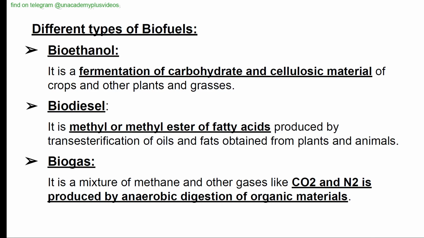Different types of biofuels are bioethanol, biodiesel, biogas, and biojet. Let's see each individually. Bioethanol is produced by fermentation of carbohydrate and cellulosic material of crops and other plants and grasses. Biodiesel is methyl ester of fatty acids produced by trans-esterification of oils and fats obtained from plants and animals. Biogas is a mixture of methane and other gases like carbon dioxide and nitrogen, produced by anaerobic digestion of organic materials.